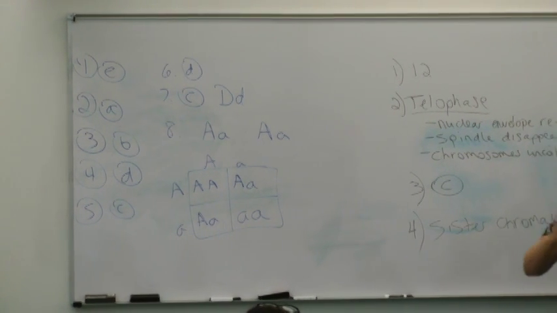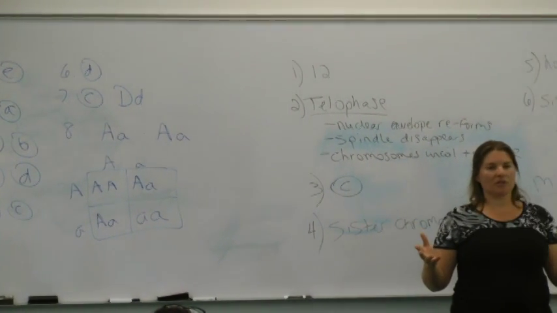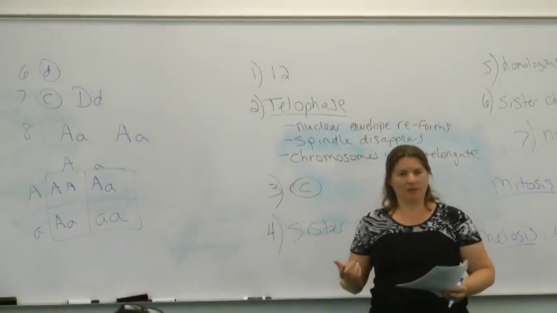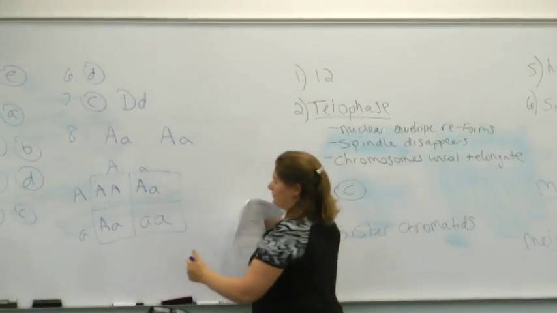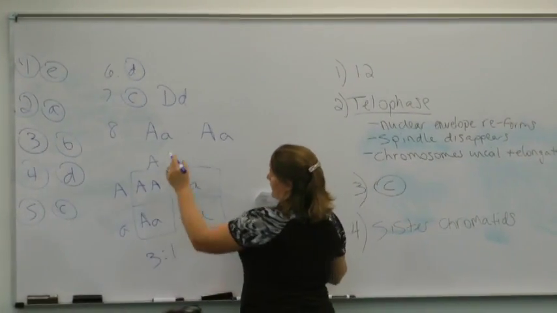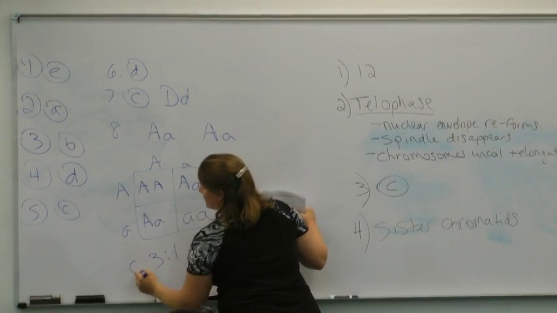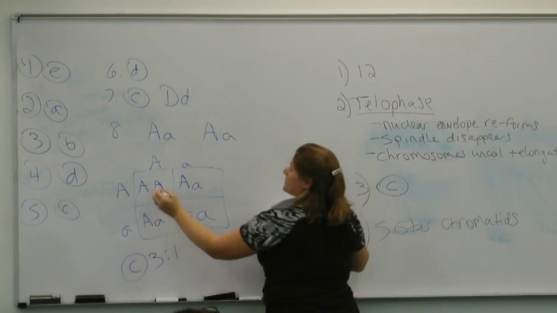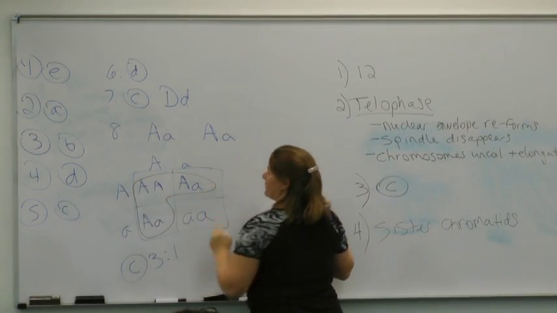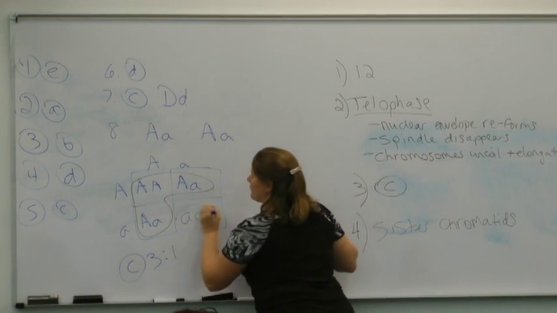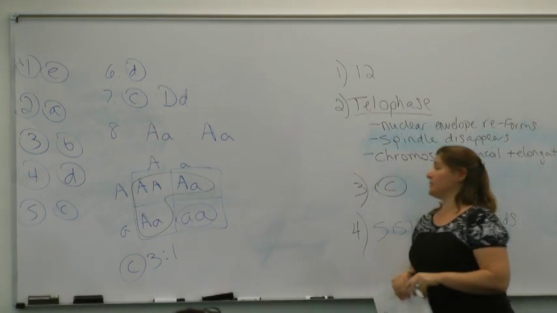So what does that mean? That means how many individuals are going to express the dominant trait versus the recessive trait? 3 to 1. That's a 3 to 1 phenotypic ratio. So then the answer for number 8 is C, 3 to 1. So the 3 that express the dominant trait are these 3. 3 out of 4 express the dominant trait, and only 1 out of 4 express the recessive trait.